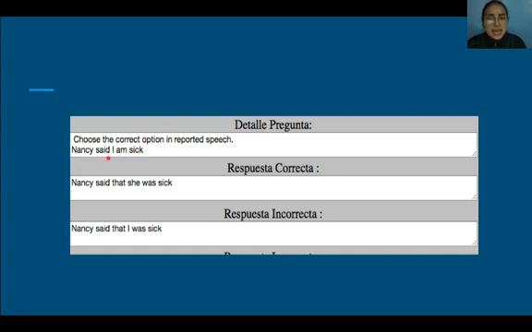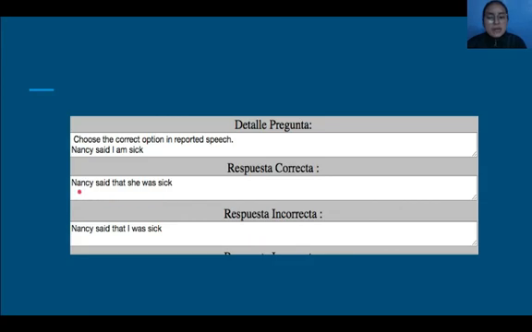The next, choose the option in reported speech. Nancy said, I am sick. Esto fue lo que Nancy dijo. Ahora nosotros tenemos que reportarlo usando el reported speech. What is the correct? Nancy said that she was sick, or Nancy said that I was sick? Number one is correct.